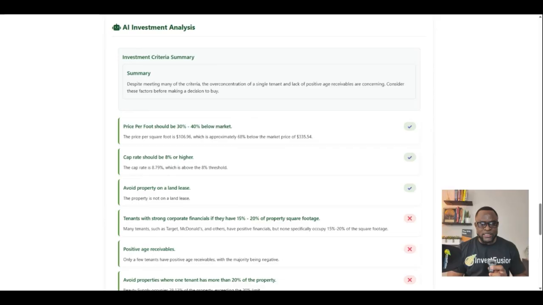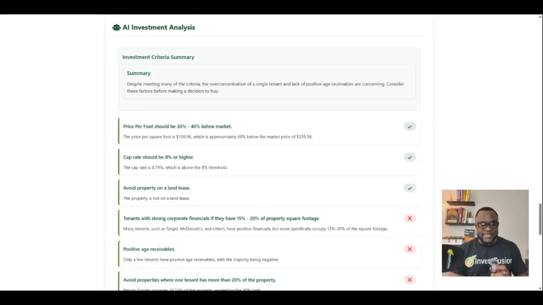Price per foot should be 30 to 40% below market. They say the price per foot is $106.9, which is approximately 68% below the market price of $335.54. Guys, this is amazing. That means within just one click, you are able to find a commercial property that is 68% below the market, not 50%, not 20%, 68% below the market. Amazing, guys. And this will take you months of hard work, time, and effort spent researching this. With just a click of a button, you have access to this.